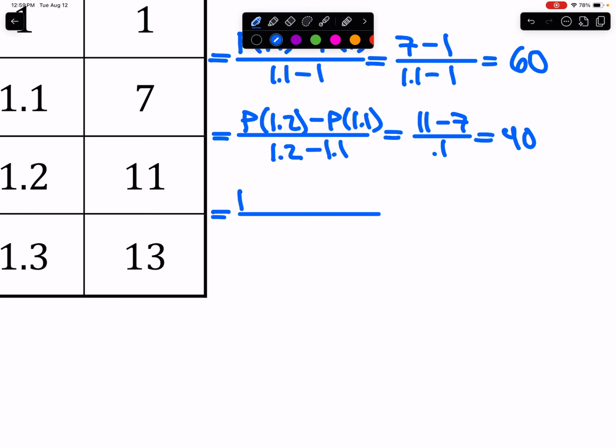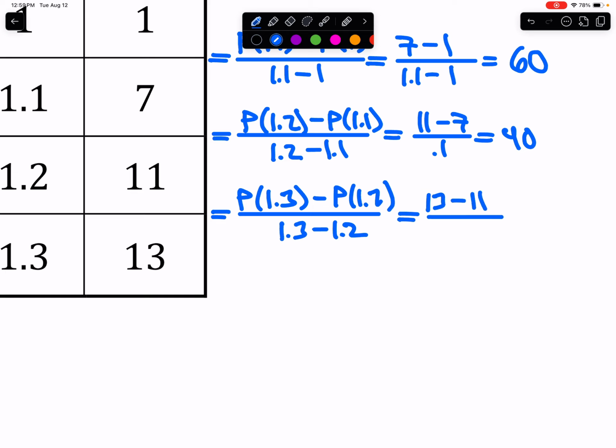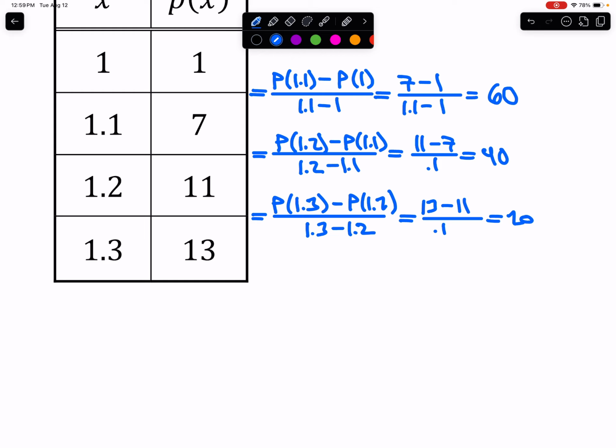All right, and then next we're going to do P of 1.3 minus P of 1.2. That's going to be over 1.3 minus 1.2. So for this one, we're going to have 13 minus 11 over 0.1, and that should be 20. So in this case, yes.